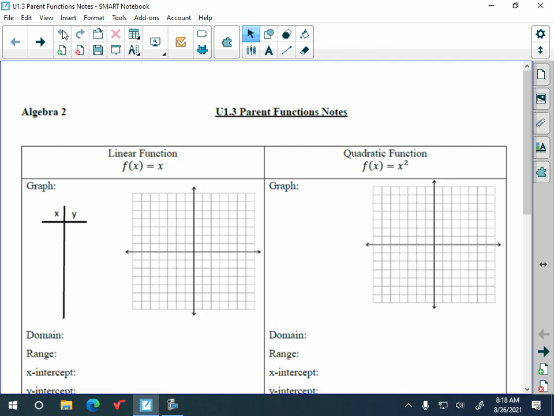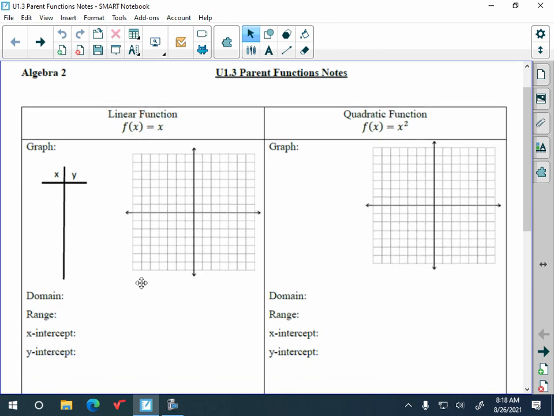So this first one is called a linear function. So it says f of x equals x. When you see these equations, we have the name of the function, and then its parent function, the most basic equation, can be written. Right? So the name and then the parent function. So f of x equals x.